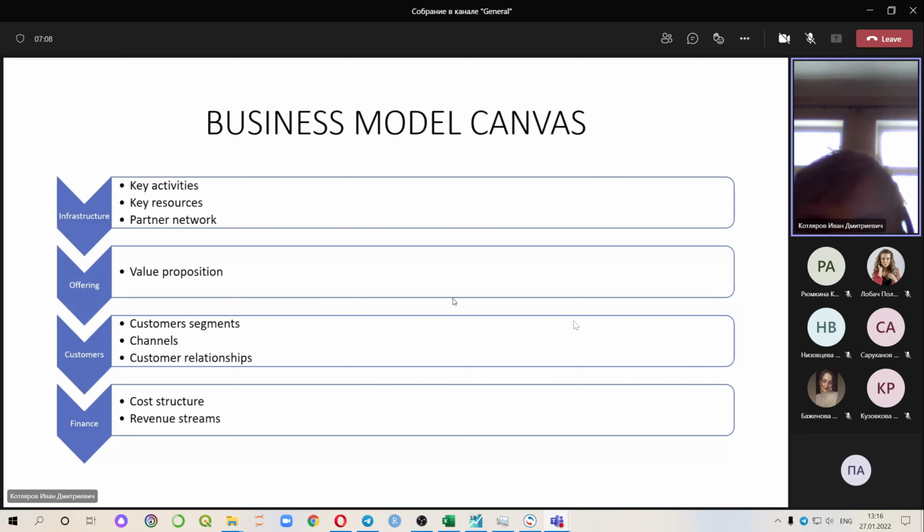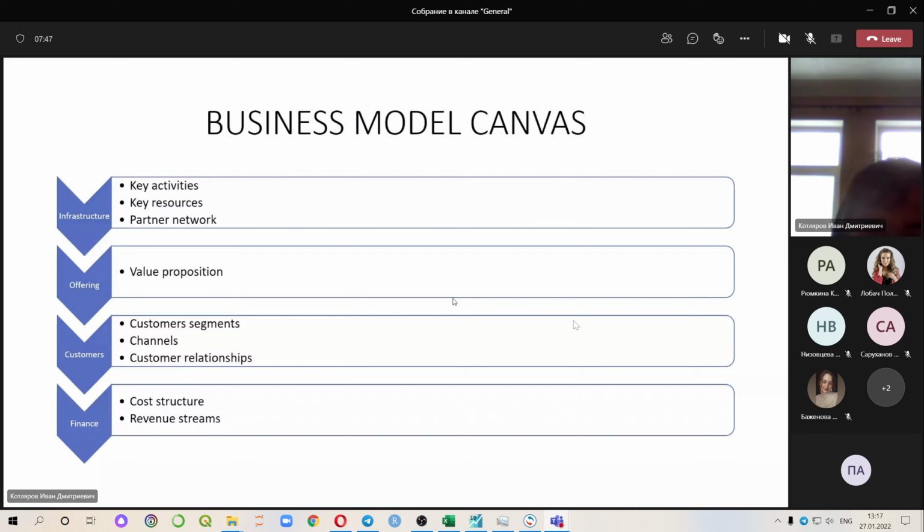So this general structure of business model can be described on this slide. So we have infrastructure, key activities, key resources, and partner network. We have value proposition, offering, so what a company offers to its customers. We have customers, obviously. Here we have to analyze customer segments, channels, and customer relationships, probably the most important thing in the modern business, because we have to understand how we have to cooperate with our customers. And from the point of view of finance, we have to analyze our cost structure and our revenue streams.